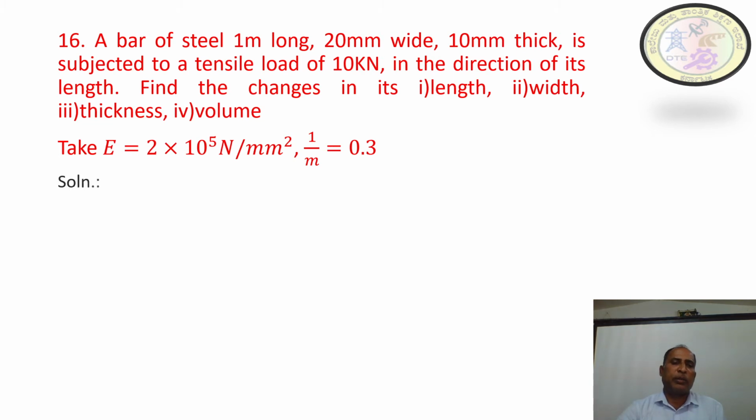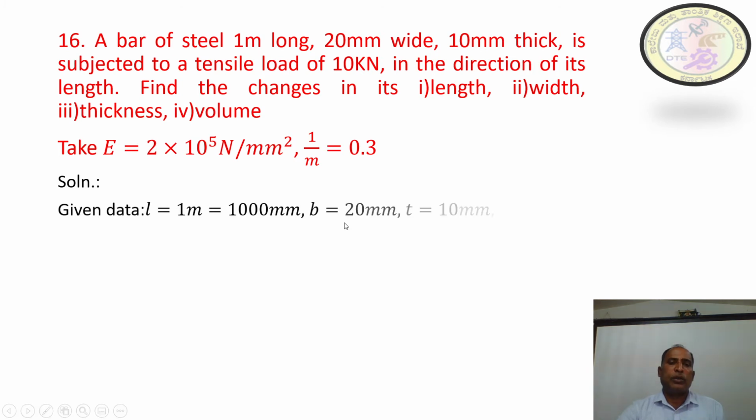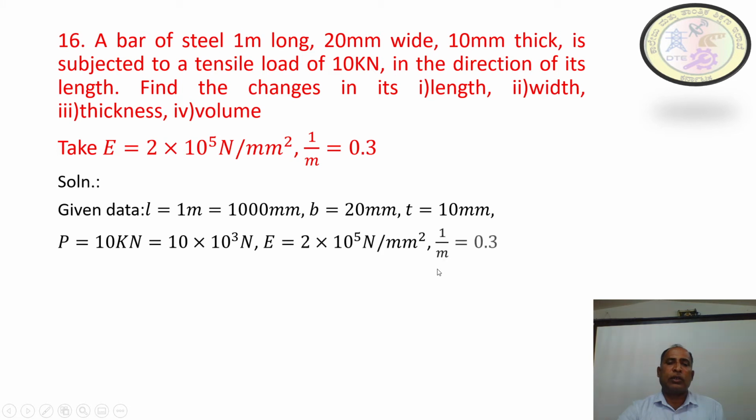Again, have a practice of writing down the given data clearly. L is 1 meter, that is equal to 1000 mm, B is 20 mm, T is 10 mm and P is 10 kilonewton, that is equal to 10 into 10 raised to 3 Newton, and Young's modulus is 2 into 10 raised to 5 Newton per mm square and the Poisson's ratio is 0.3.